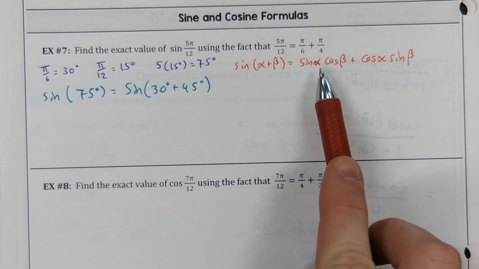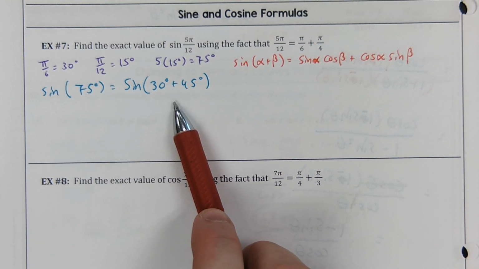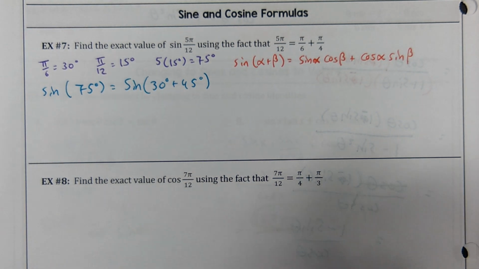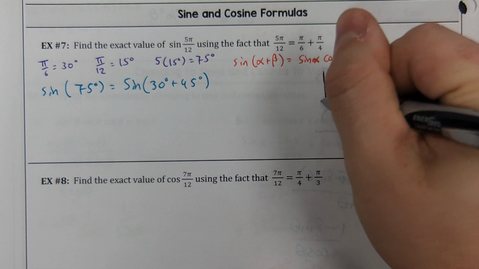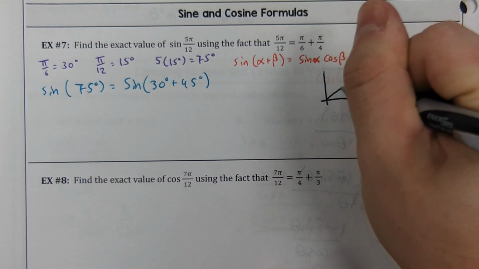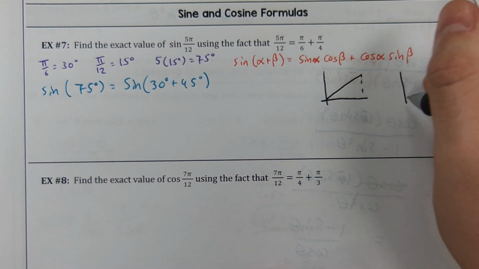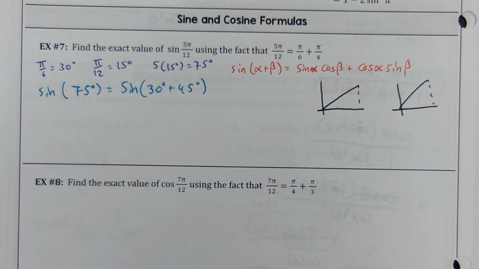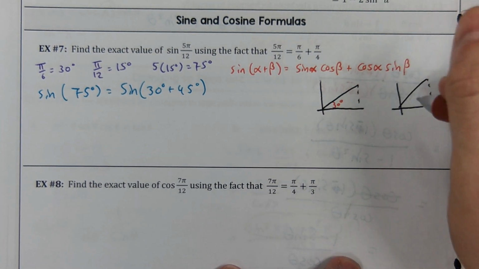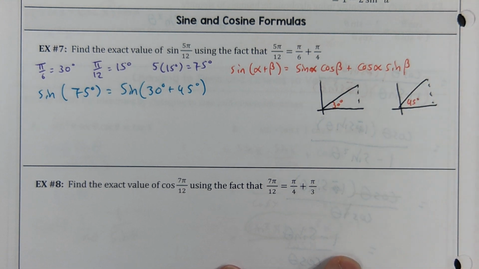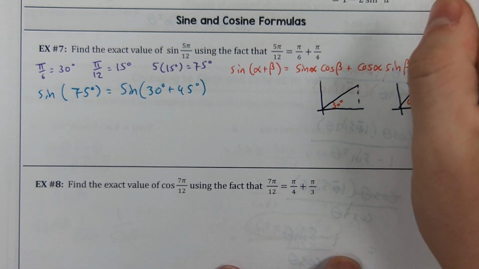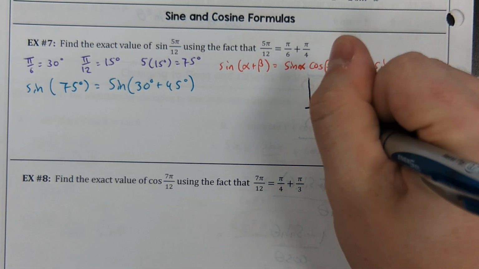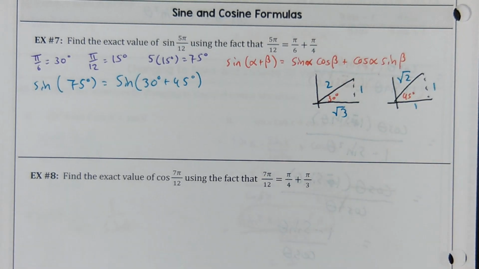Oh, I'm going to be evaluating sine and cosine at these two angles. And since I don't have my unit circle memorized, I'm going to have to draw those two special right triangles. One at 30, one at 45. Across from 30 is a 1. There we are. All right.